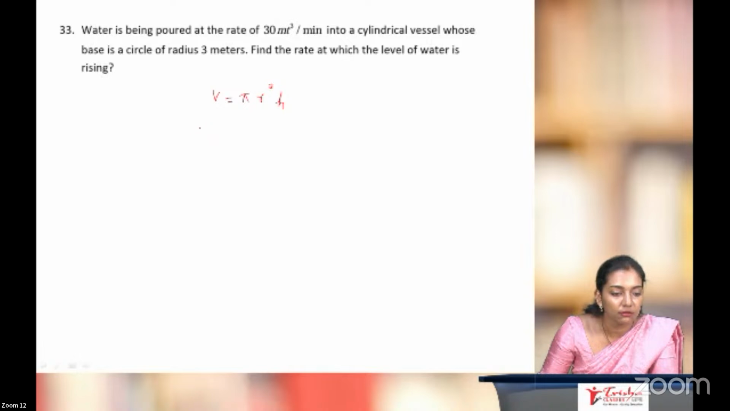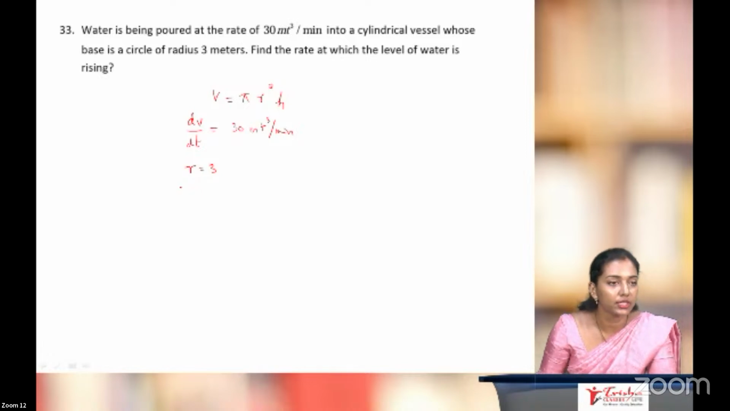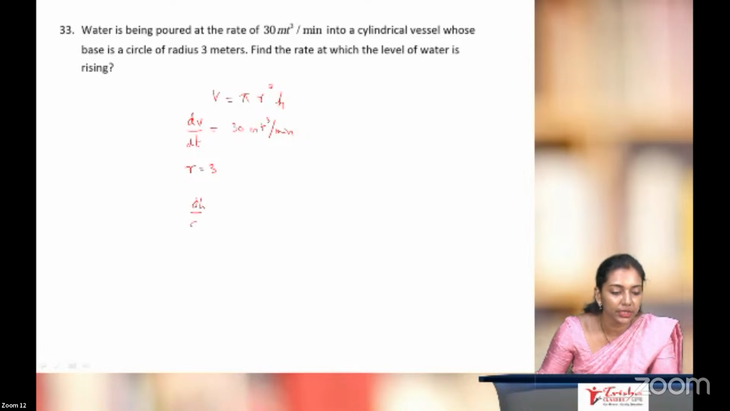When you're differentiating with respect to time, dV by dt is given as 30 meter cube per minute. Next, what else is given? The radius r is given as 3. You need to find the rate at which the level of water is rising, that is the height, so dH by dt you have to find.